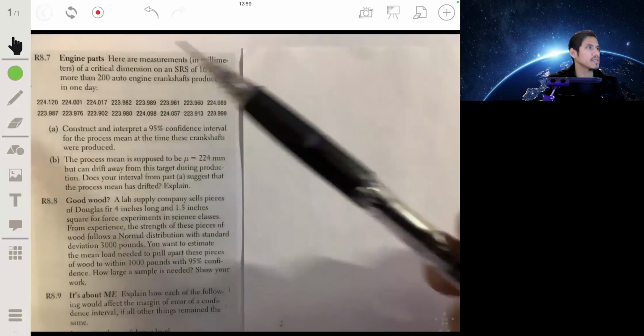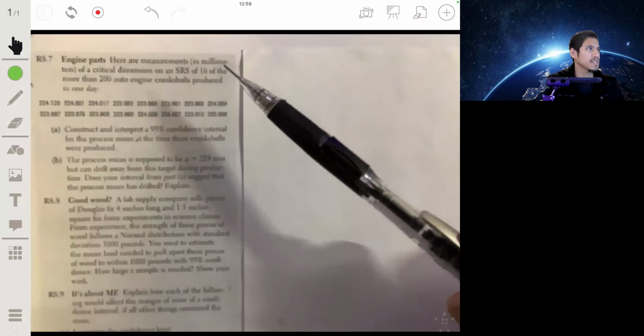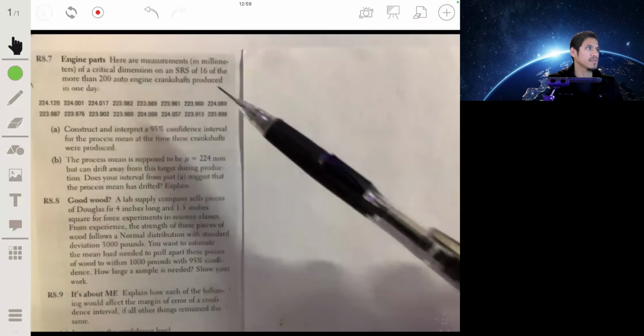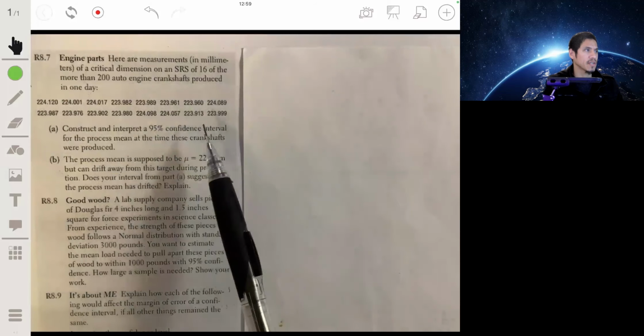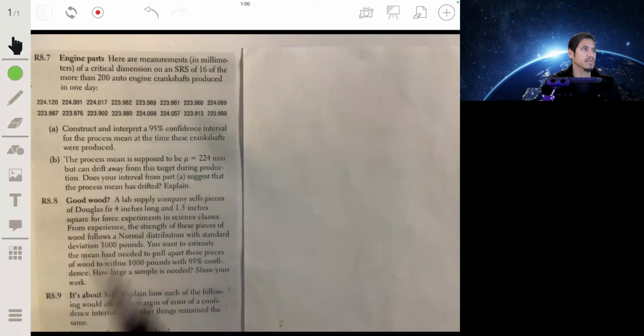Okay, so here are the measurements in millimeters of a critical dimension on a simple random sample of 16 of the more than 200 Otto engine crankshafts produced in one day. Part A. Construct and interpret a 95% confidence interval for the process mean at the time these crankshafts were produced.